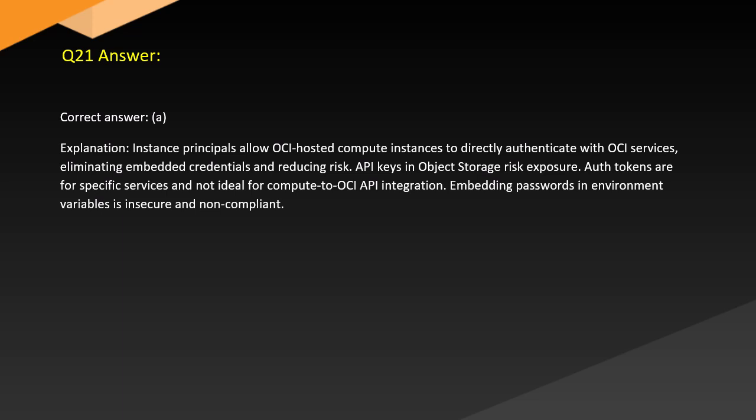Answer. Correct answer: A. Explanation. Instance principals allow OCI-hosted compute instances to directly authenticate with OCI services, eliminating embedded credentials and reducing risk. API keys in object storage risk exposure. Auth tokens are for specific services and not ideal for compute OCI API integration. Embedding passwords in environment variables is insecure and non-compliant.